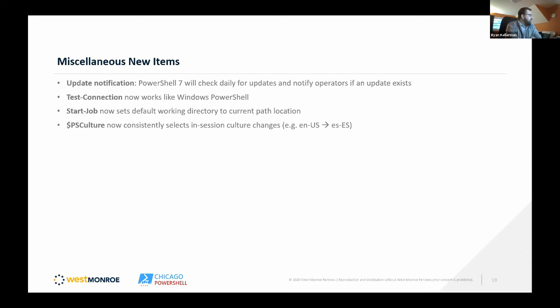Start-Job now behaves a little differently. It now sets a default working directory to the current path location, instead of using the previous defaults like its old behavior would be. And then the PSCulture variable now, if you change that in session, changes to what it's set in session. So if you change your region, that behavior is different than older versions. Just something to look out for if that's something you're doing code-wise previously.